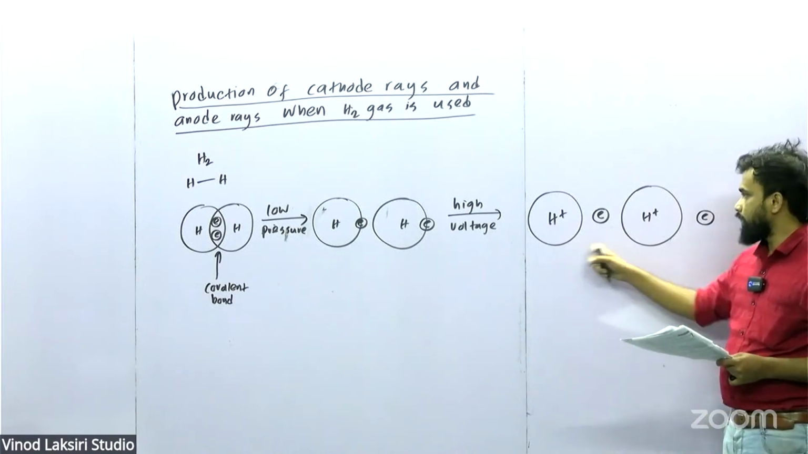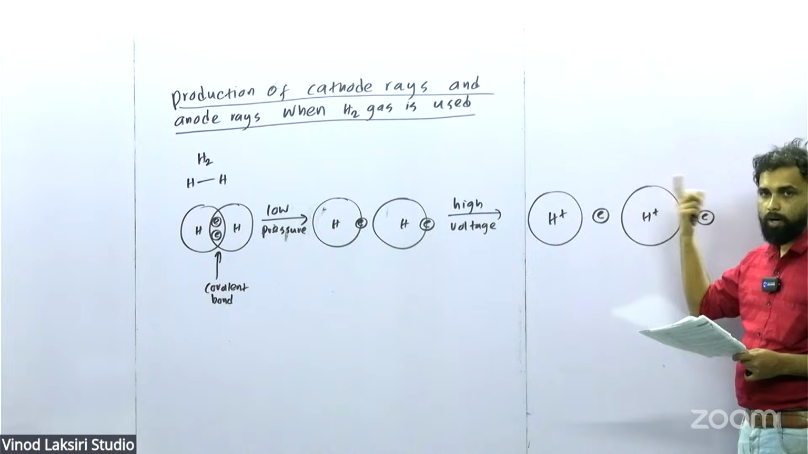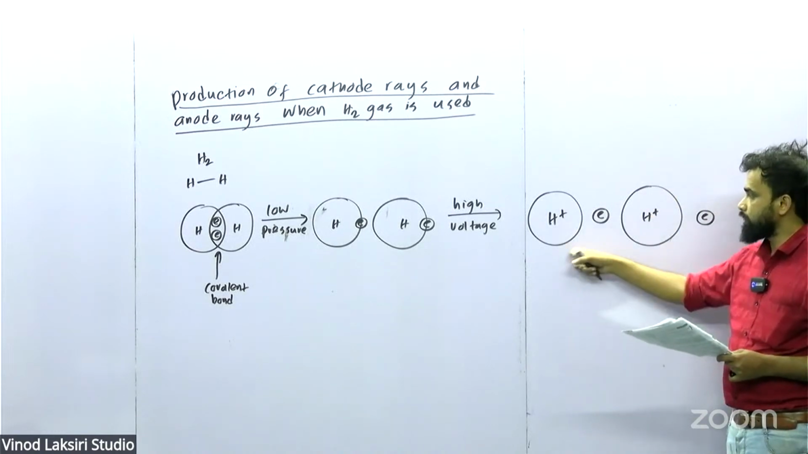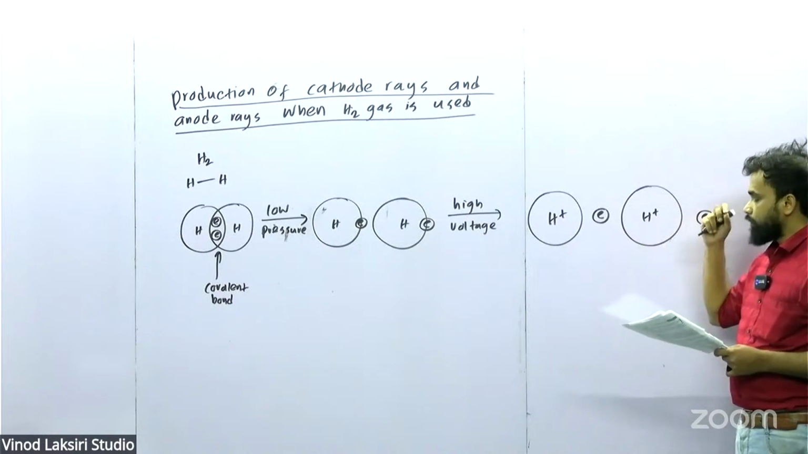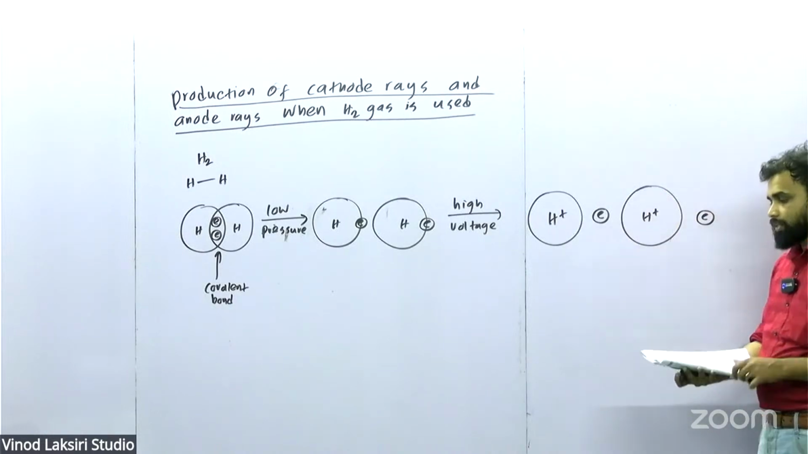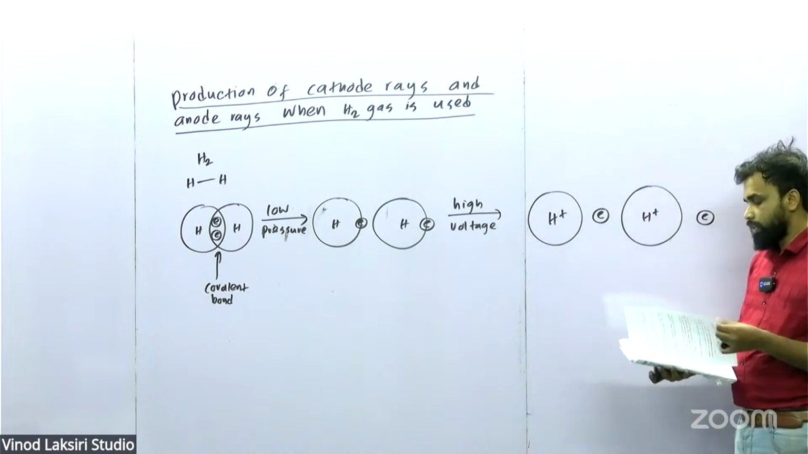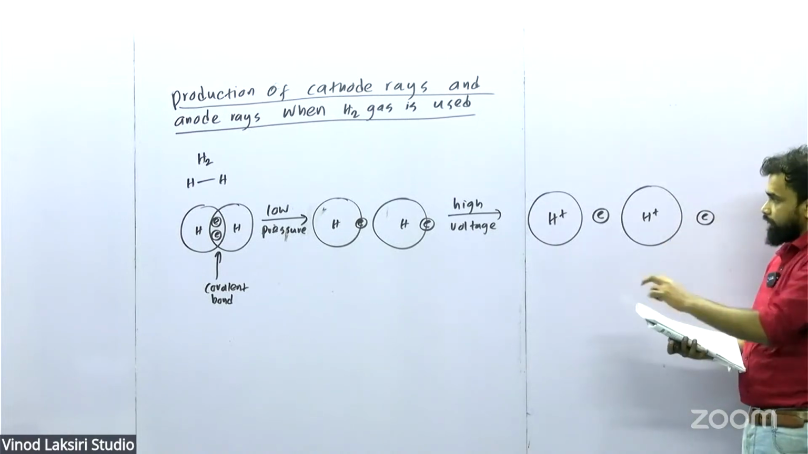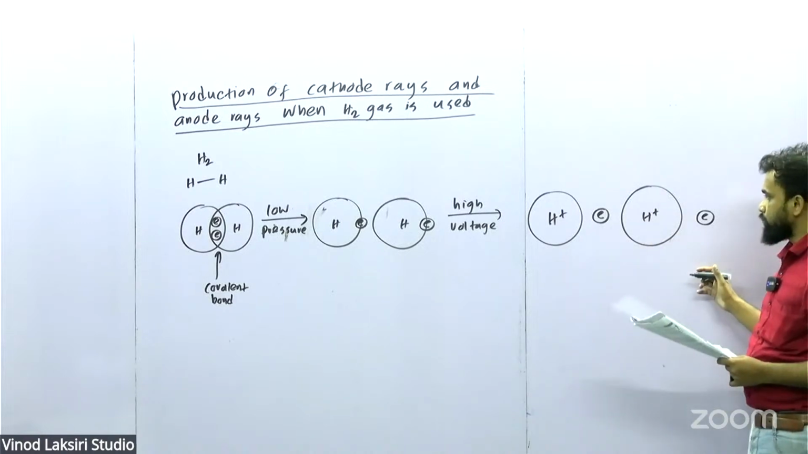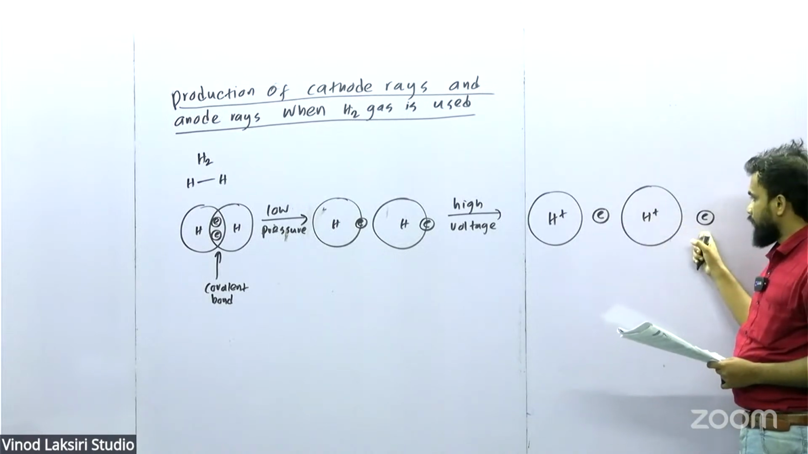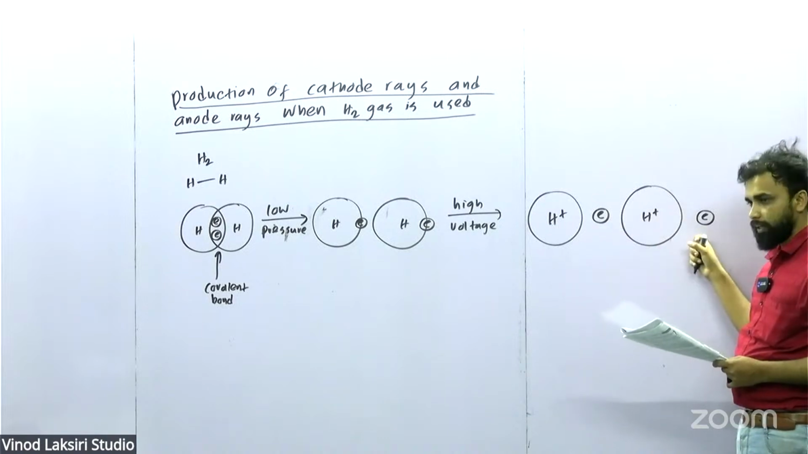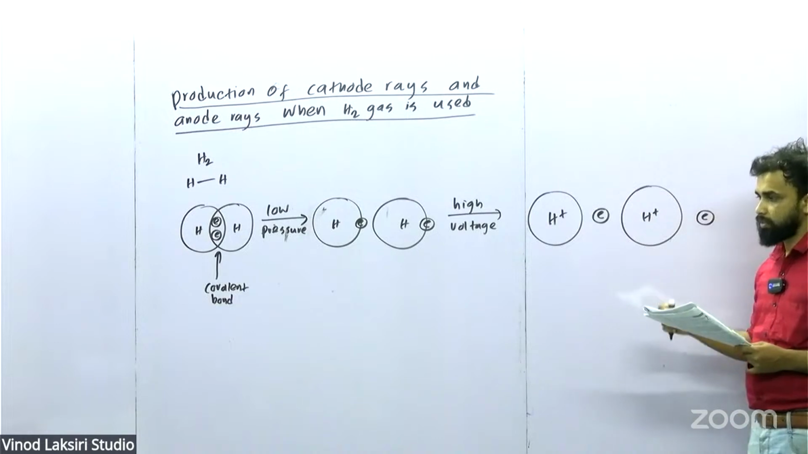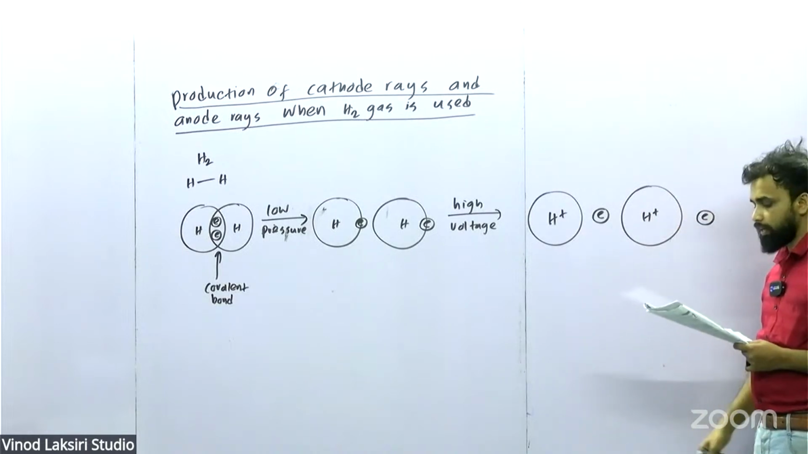This positively charged H plus ion is repelled by the anode and attracted by the cathode. Therefore, these H plus ions travel from anode to cathode as anode radiation, or positive radiation. So like this, when H2 gas is used, as cathode rays we can observe the beam of electrons, and as anode rays, we can observe the movement of H plus, right?